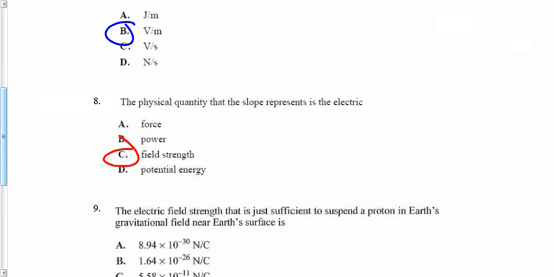And finally, number 9. There's a good question too. Man, so many good questions on this. The electric field strength that is just sufficient to suspend a proton in the Earth's gravitational field near the Earth's surface. What does suspend mean? Float, not move. If something's suspended, if something's floating, it's in a state of equilibrium. Remember that word?